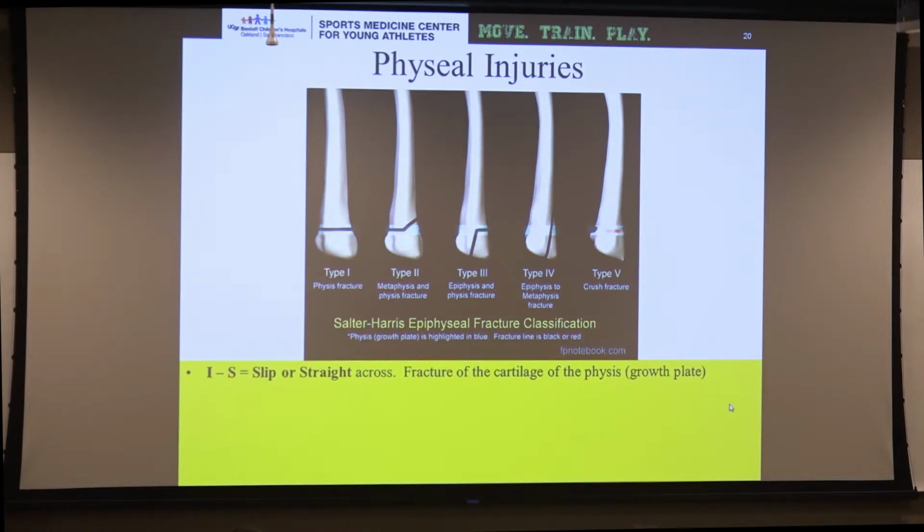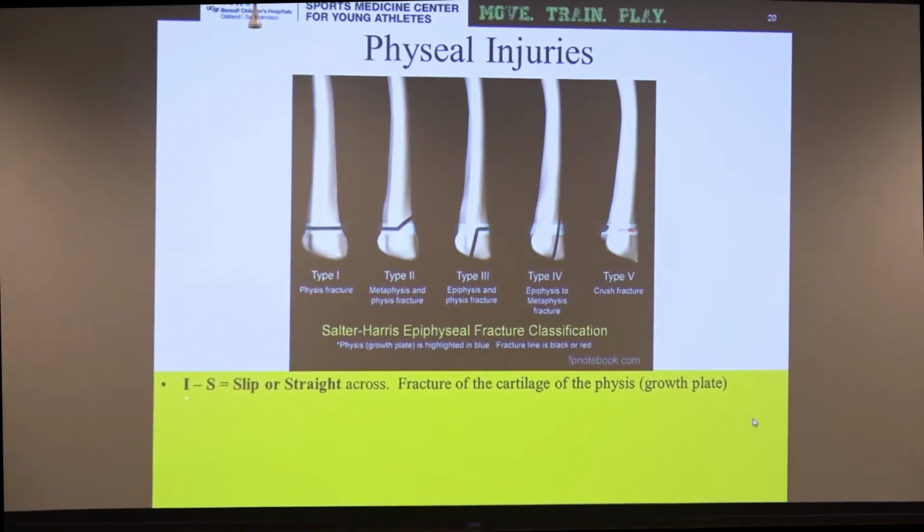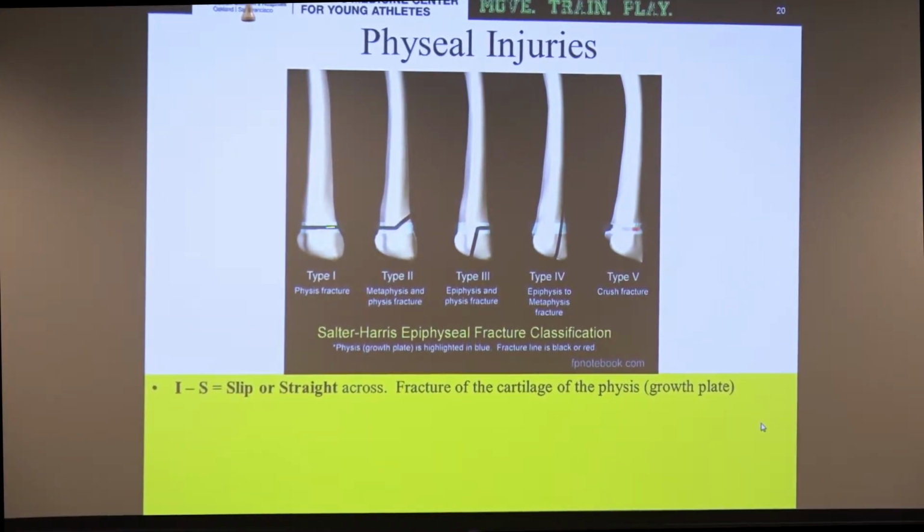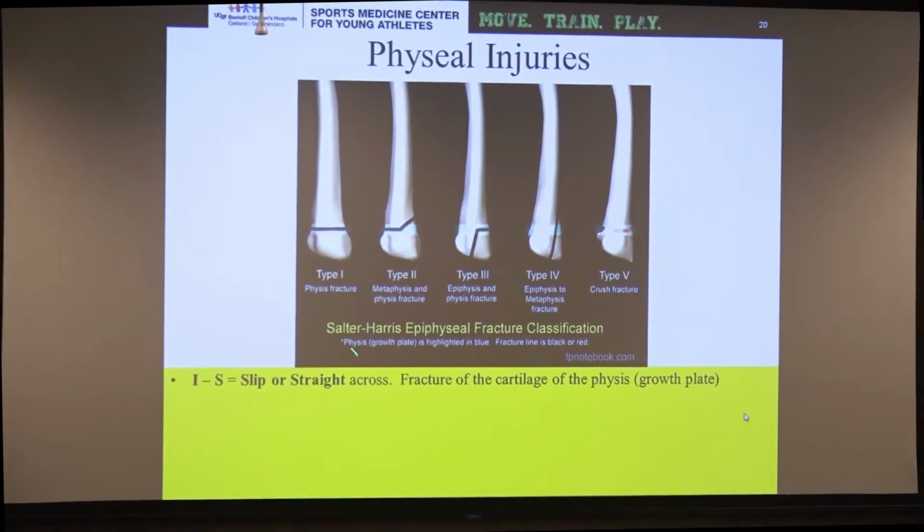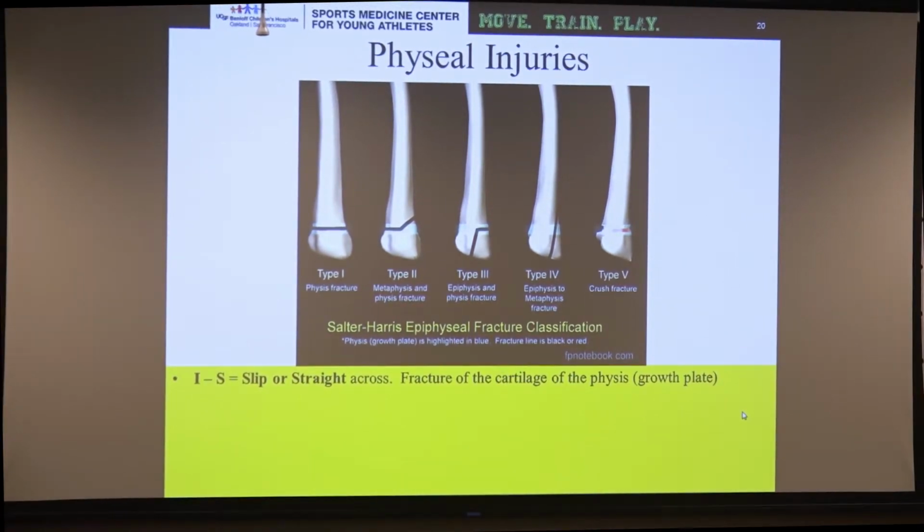So this is a typical diagram. You all remember this, right? In all of your textbooks. So this is the joint sitting down here, we're going to assume, and this is the way the bone is, okay? Type 1 is a slip, or straight across. This is more often what we're going to see. Patient is tender here. Fracture of the cartilage of the physis, the growth plate.